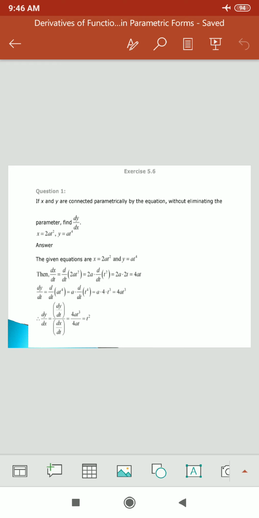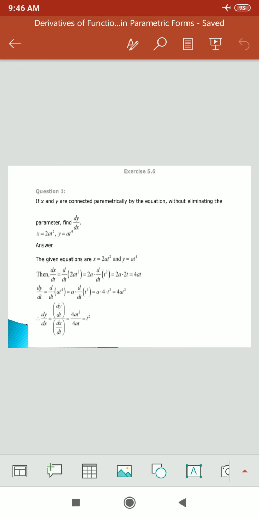Now we have dx by dt which is equal to 4at and dy by dt which is equal to 4at cube. Therefore dy by dx is equal to dy by dt divided by dx by dt, which is equal to 4at cube divided by 4at, which is equal to t square. T square is our dy by dx. In such way we find the derivative of a function which was expressed in parametric form.